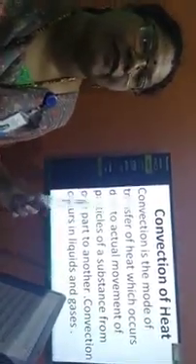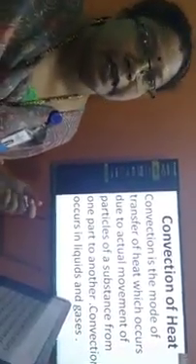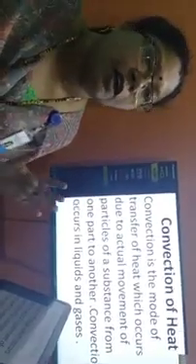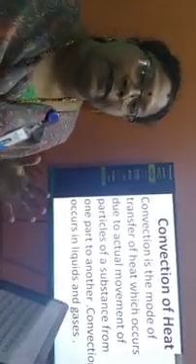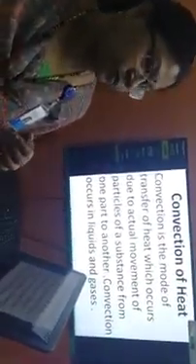And where does this convection occur? Convection occurs in liquids and gases. As you all know, in solids molecules are closely packed, but in liquids and gases, the molecules are not so closely packed. So, what will happen next?